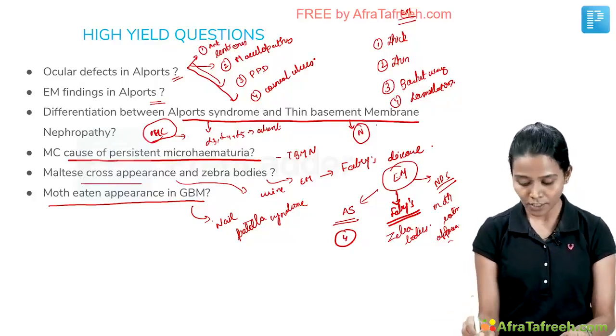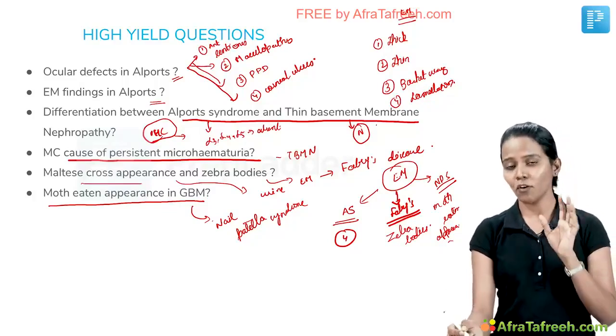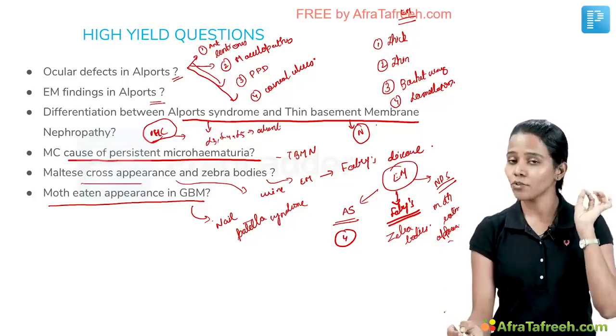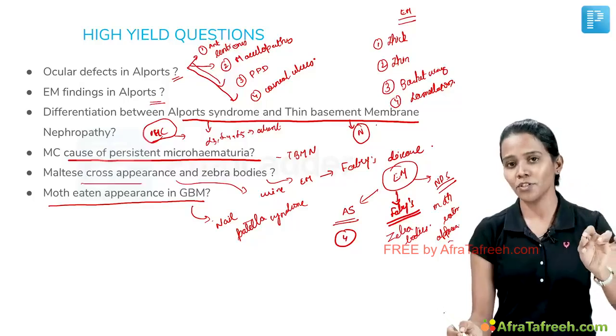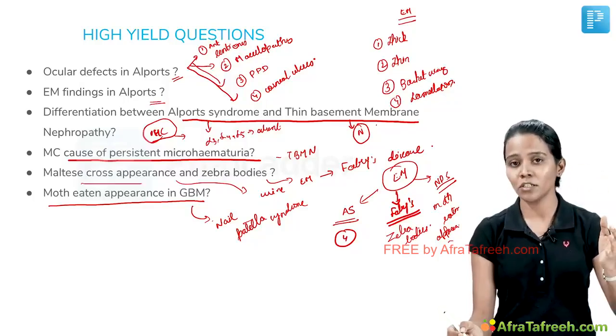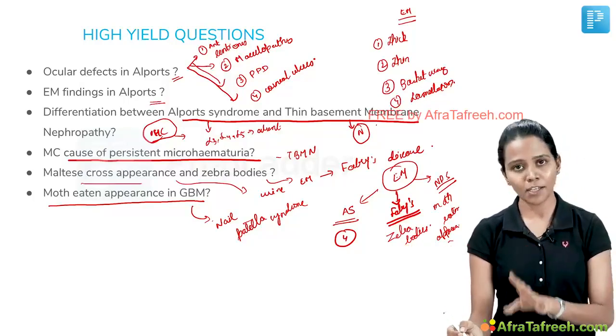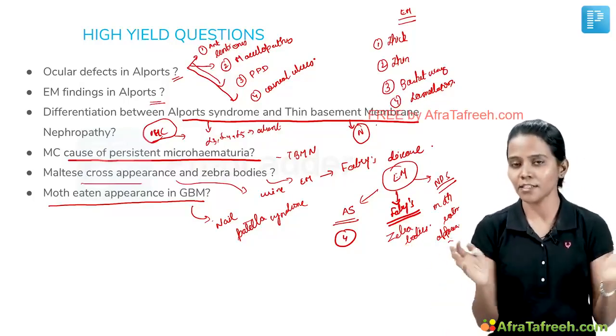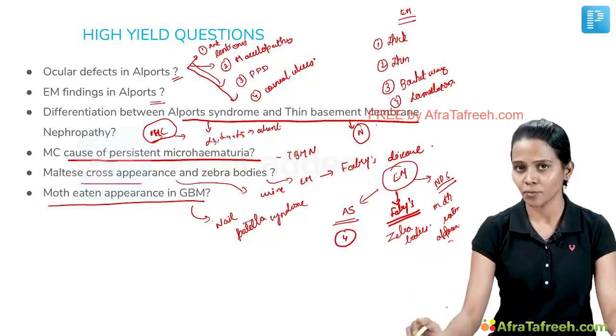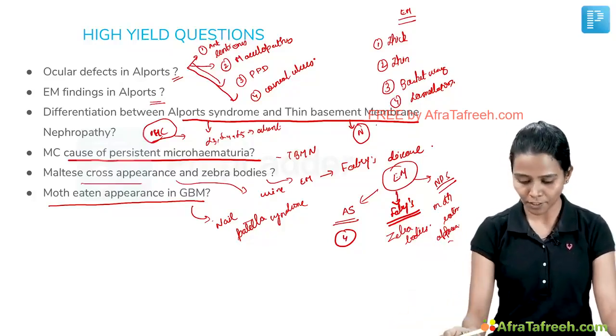Okay, so these electron microscopy findings of these 3 conditions, and also that immunohistochemistry is used to differentiate between the subtypes of Alport syndrome and also between Alport syndrome and thin basement membrane nephropathy. Otherwise, early in the disease, there is not much difference between Alport syndrome and thin basement membrane nephropathy.